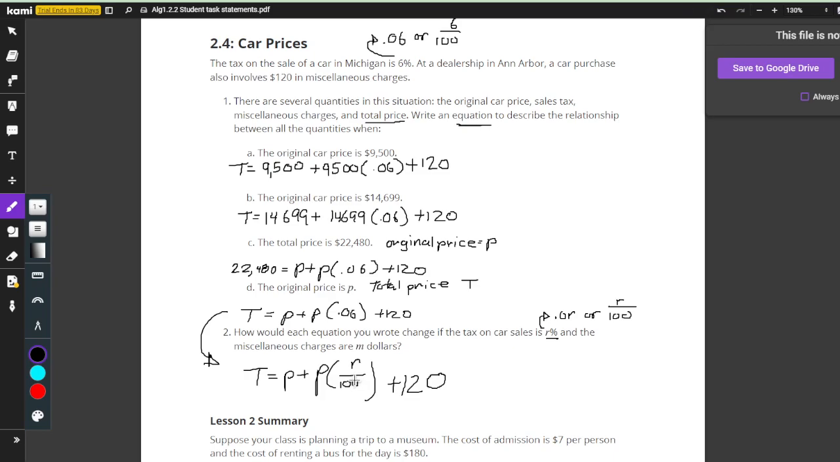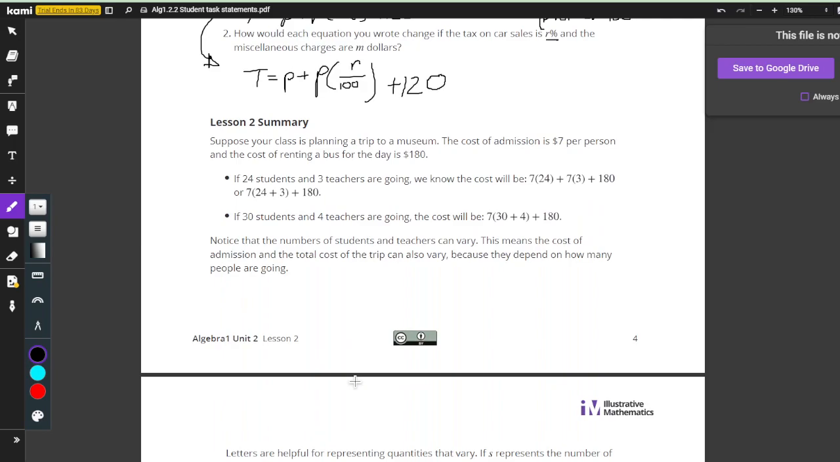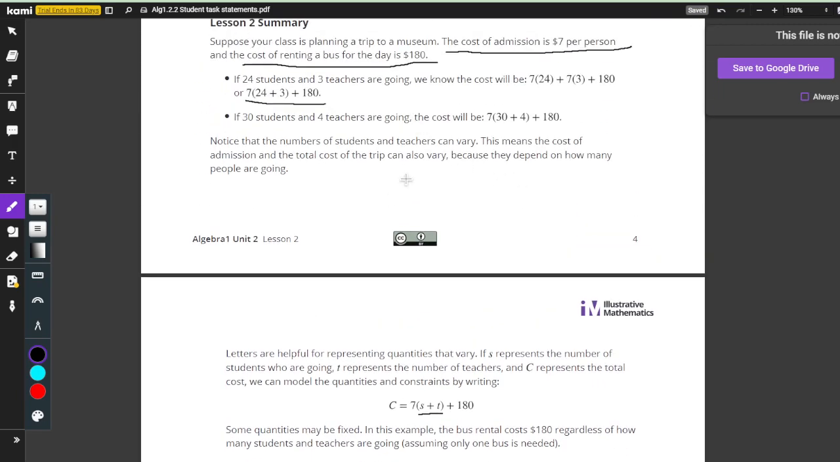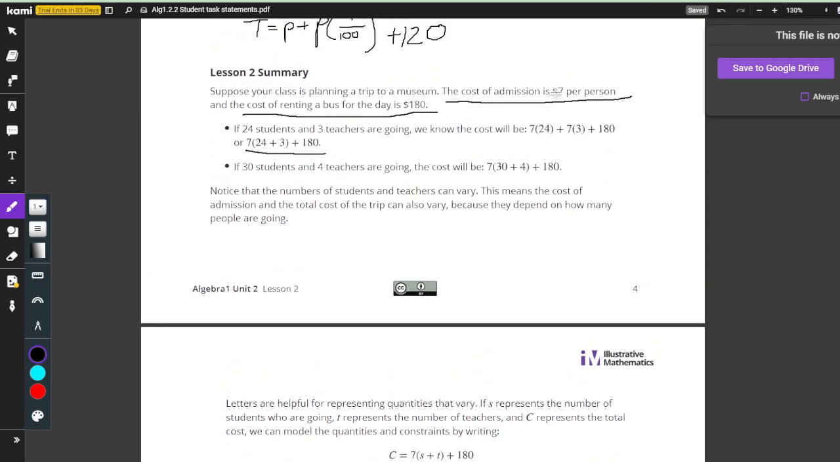So what is this lesson telling us? The summary. The lesson is telling us that we can always go from prices or values that we know, and we can convert them into actual letters to something that we don't. Okay, in this case, we said that the cost is $7 per person for 108 days. You have 24 students and 3 teachers.